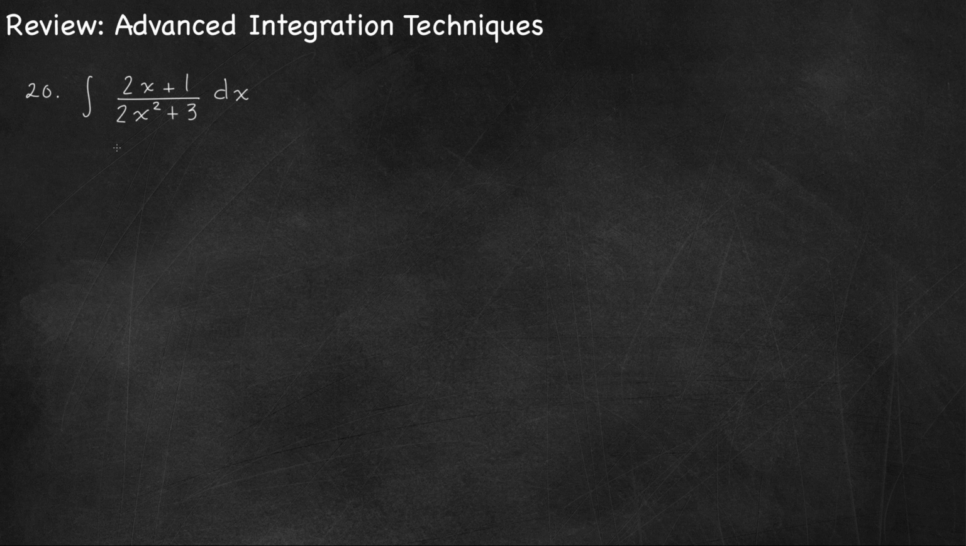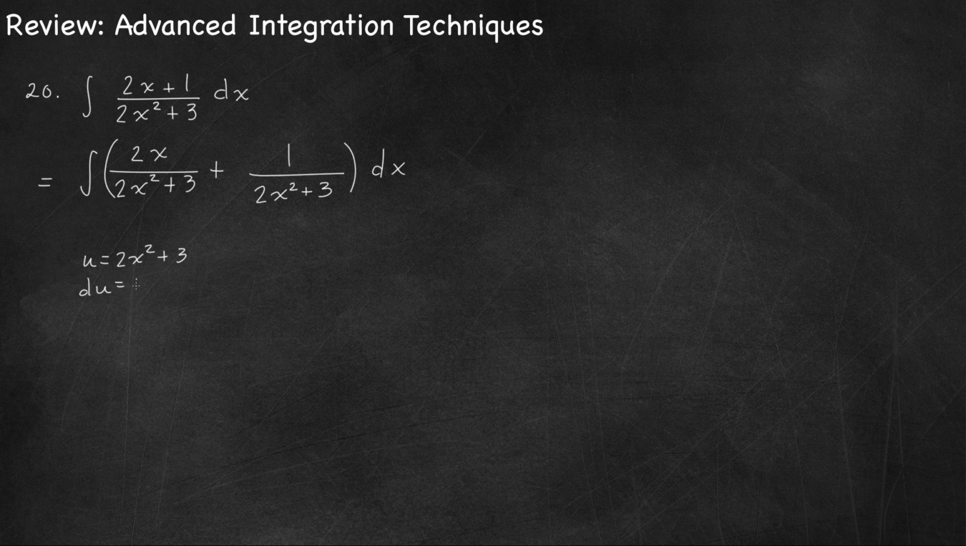So this one, we want to simplify it. We've got 2 terms in the numerator. Let's try and split this into 2 separate fractions and see if those will be easier to integrate. So this we can rewrite as 2x over 2x squared plus 3 plus 1 over 2x squared plus 3 dx. Now the first integral looks like a u-sub, the second integral looks like an arctan, or a trig sub if you prefer. We'll let u equal 2x squared plus 3, then du equals 4x dx. So I need to multiply the top by 2 here, and then the bottom by 2.